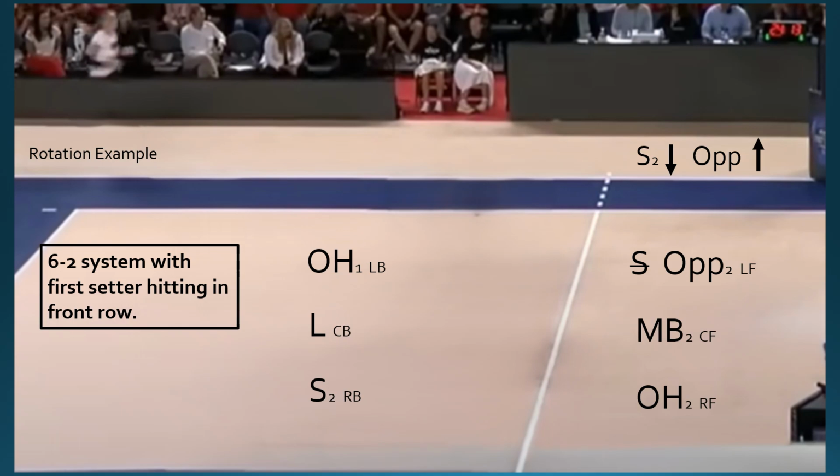However, our first setter is still on the court, so we have to adjust our awareness about her. For the prior rotations, when she was in the back row, of course, she could not go up to the net and put the ball over or block. But now she's in the front row and she is allowed to do those things.